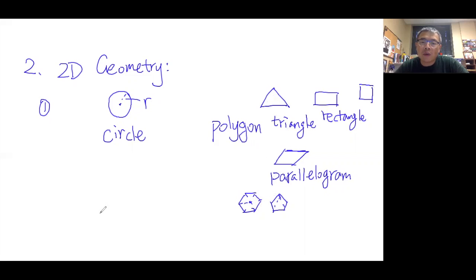This is what we need to know. Now what do we need to know about these objects? For two-dimensional geometry, there are two important things we need to know. The first one is the perimeter, and the second one is the area. Okay, let's talk about them one by one. Firstly, let's talk about perimeter.